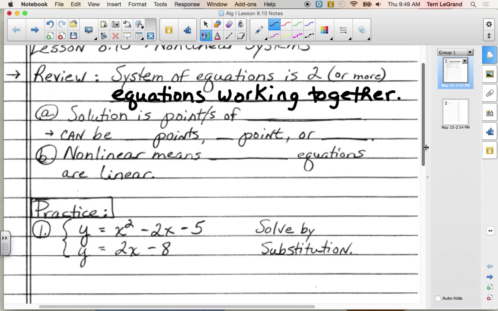So our solutions for them are the points of intersection. Wherever the graphs intersect, that's what we're going to consider to be the solutions. Well, that can be no points, 1 point, or 2 points. In other words, there might not be any place where they're going to intersect. No points of intersection, 1 point of intersection, or 2 points.